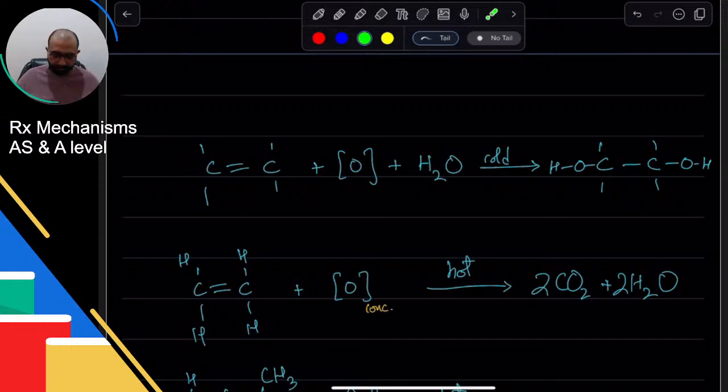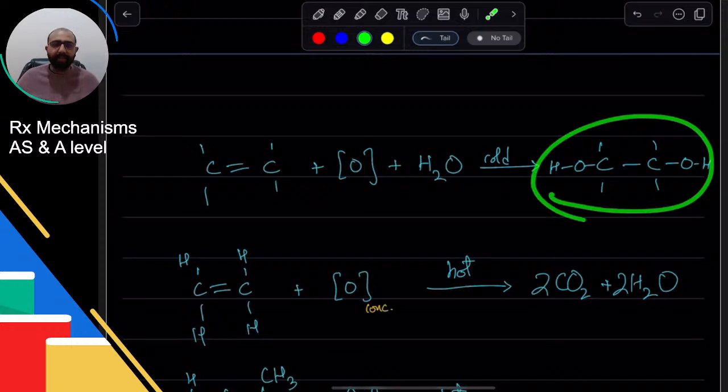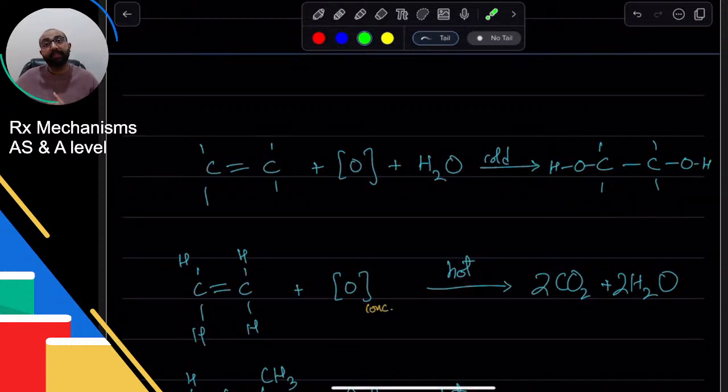Okay, yeah. So this one is it. If you want to oxidize this further, yes, you can make aldehyde on this side and aldehyde on this side if you want to. But right now, as far as the oxidizing agent with presence of water is concerned, this is what will happen. Okay.